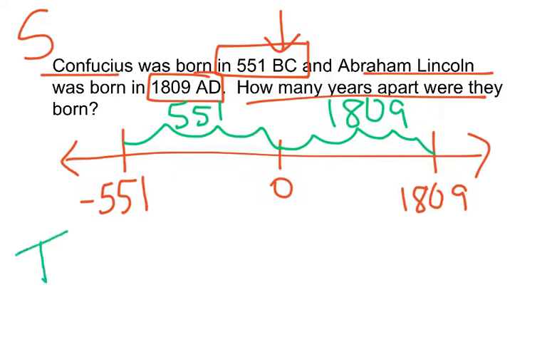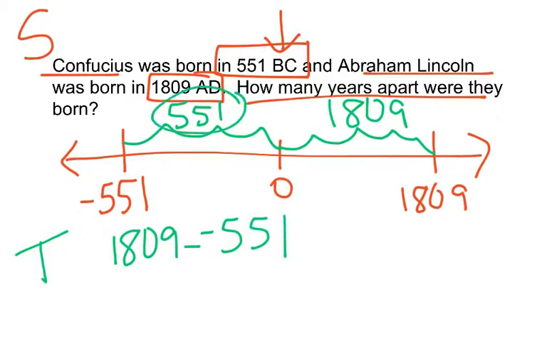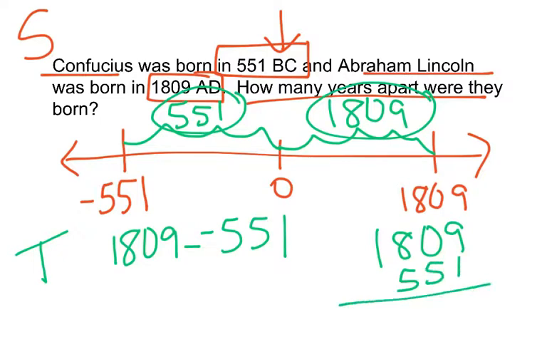So how far apart are these numbers? Again, when I translate it, I can do so with my number line I just showed. I could take 1809 and subtract negative 551, or I can see how far it is to 0 and then how far above 0 it is. Both of these ways, it will end up that I'll need to add them. So they were born 2,360 years apart.